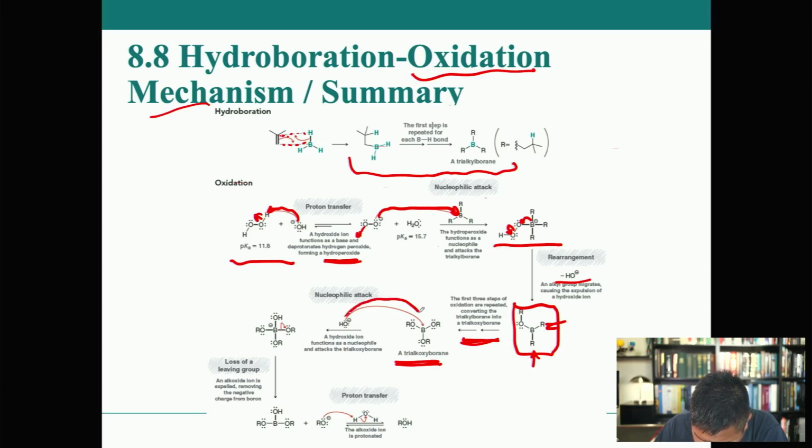Hydroxide comes over and does a nucleophilic attack on the boron. Okay. And then, once it does that, one of the alkyl groups will fall off, right? Will leave as a leaving group. The alkoxide will leave as a leaving group, right?